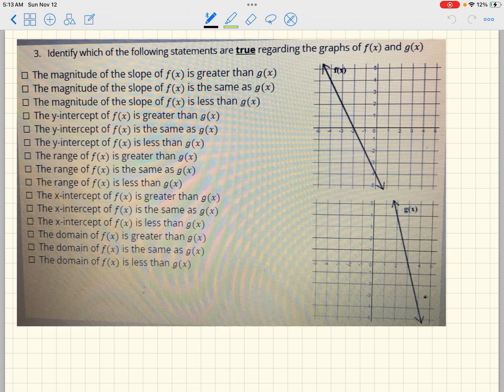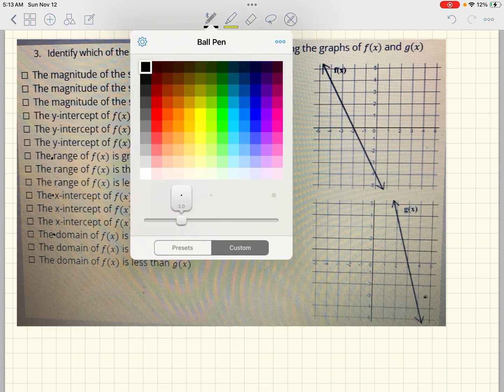All right, so in here we have two different graphs. What it's asking us to do is compare the slopes, the y-intercepts, the ranges, the x-intercepts, and then the domain. All right, so let's start with the slope. Well, slope is rise over run.